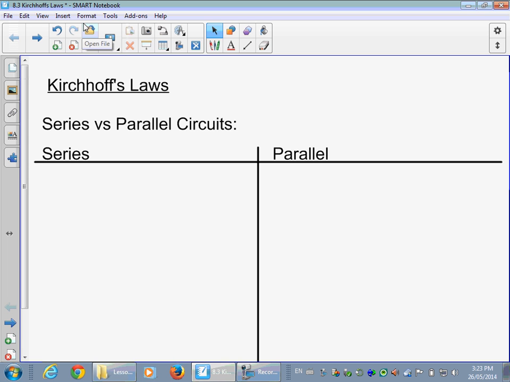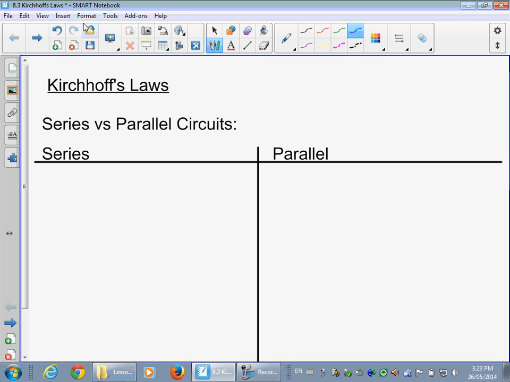The first part, what we're looking at is a guy by the name of Kirchhoff, who came up with a set of rules or laws. They're probably better described as rules to describe how current and voltage and resistance operate in a circuit. And the first thing we need to understand before we get on to analyzing the circuits using Kirchhoff's laws is the different types of circuits that exist. So we're talking about the difference between series and parallel circuits.